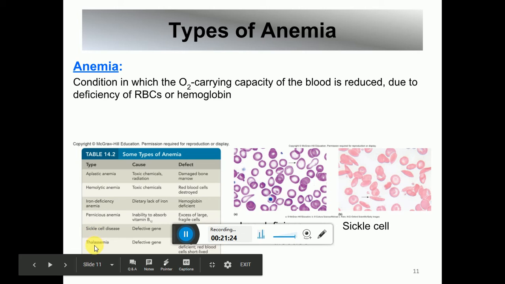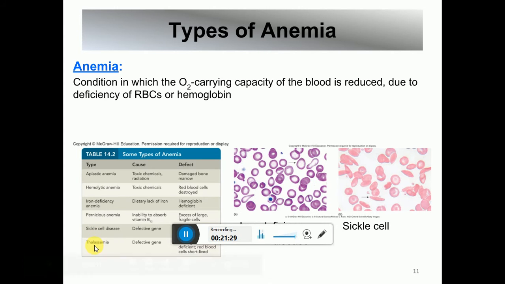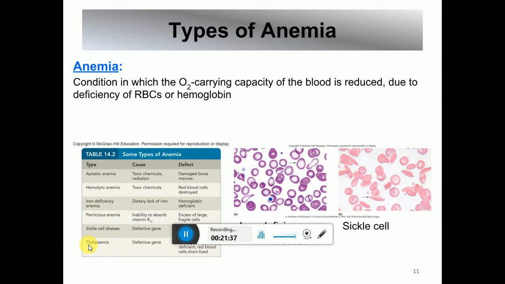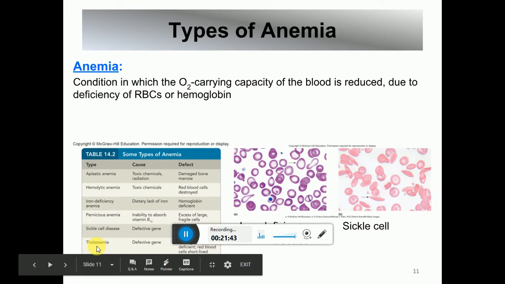Sickle cell and thalassemia are both genetic kinds of anemia. Sickle cell disease is more common among African Americans, and thalassemia is more common among individuals that are originally from countries related to the Mediterranean Sea, so it's also known as Mediterranean anemia. Again, you'll learn a lot more about these in pathology.